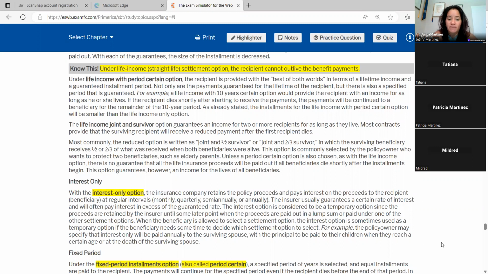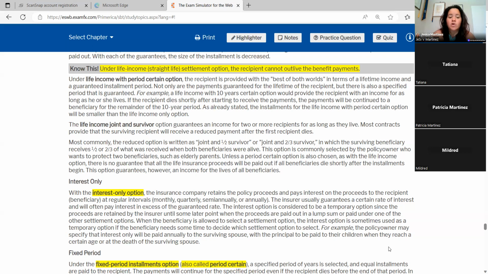The life income joint and survivor option guarantees an income for 2 or more recipients for as long as they live. Most contracts provide that the surviving recipient will receive a reduced payment after the first recipient dies.